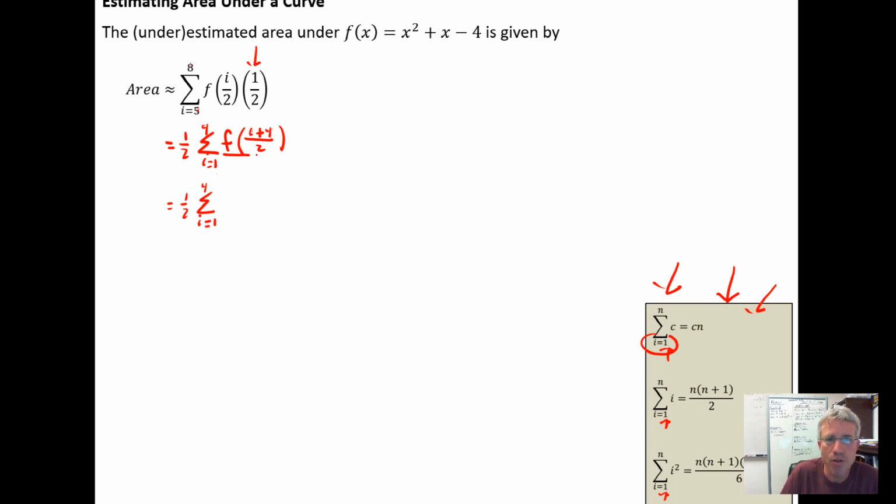But now in my function, everywhere I see an x, I replace the x with I plus 4 over 2. So I'm going to replace the x in x squared with I plus 4 all over 2, and that's squared, plus I'm going to replace the x here with I plus 4 over 2, so I plus 4 all over 2, and then minus the 4.